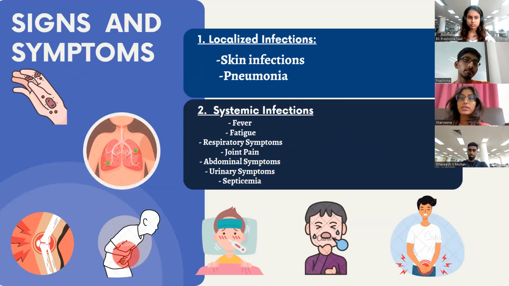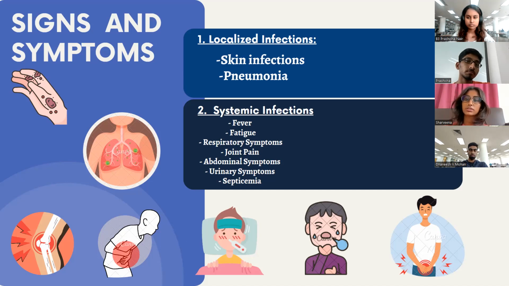Signs and symptoms. Melioidosis can present with a wide range of symptoms, and the severity of the disease can vary from mild to severe. Some individuals may have no symptoms at all, while others may experience a combination of signs and symptoms. The onset of symptoms can occur anywhere from a few days to several months after exposure to the bacterium Burkholderia pseudomallei.